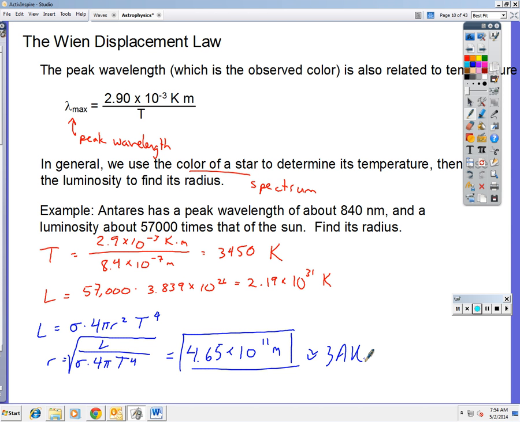What you need to know from today: you need to know the definitions of luminosity and brightness. You also need to be able to describe a blackbody spectrum, and use the Stefan-Boltzmann law and the Wien displacement law.